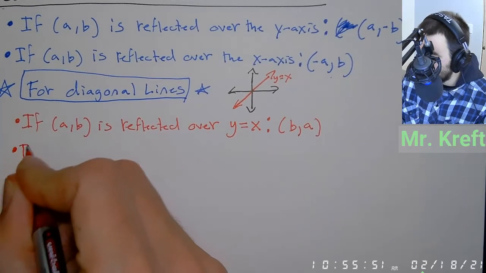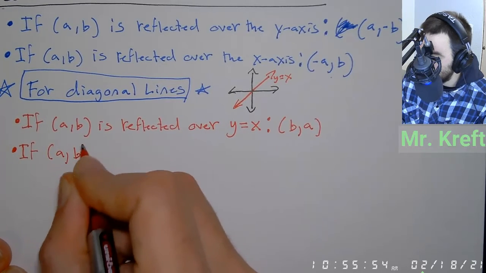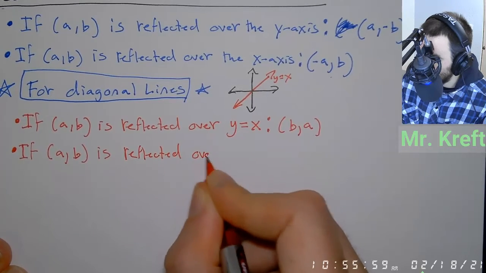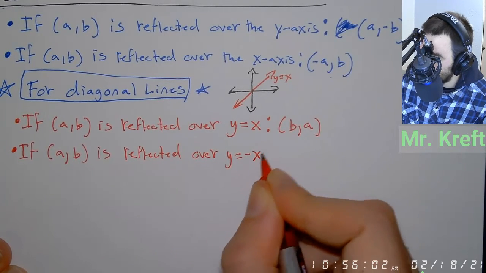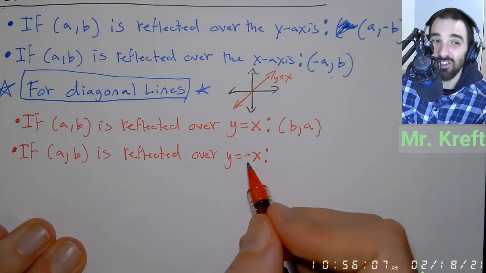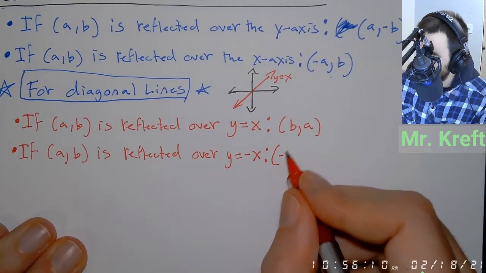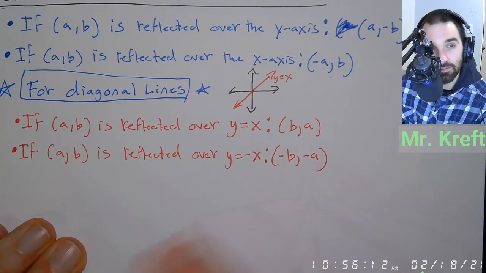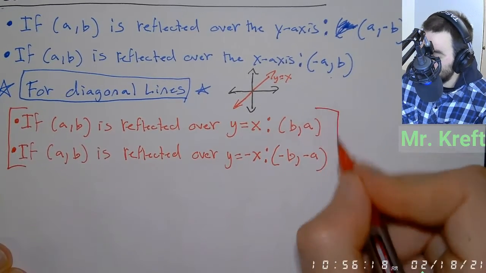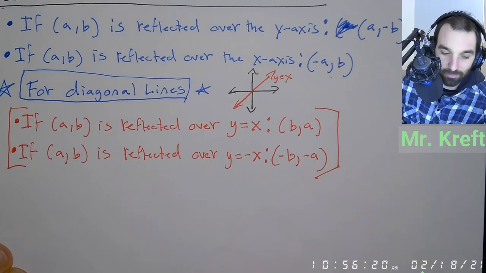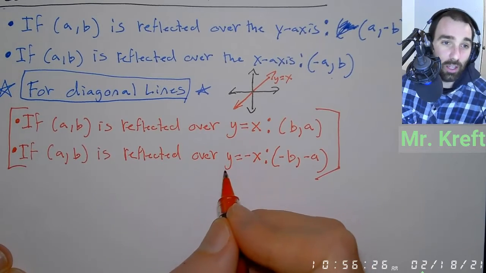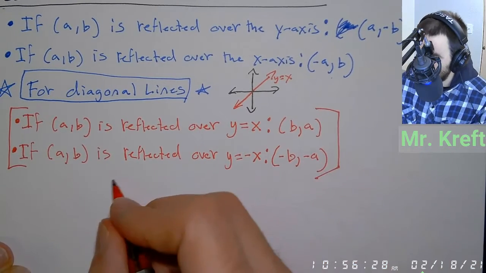Okay, the other one that you're going to need is if you have a point (a, b) and it is reflected over y equals negative x. And hey guys, if you can remember this top one, this bottom one is really easy. You're going to switch and add in a negative. It's like the contrapositive of reflections. Okay, these are formulas that you have to use. So if you're reflecting over y equals x and y equals negative x, you have to use these.